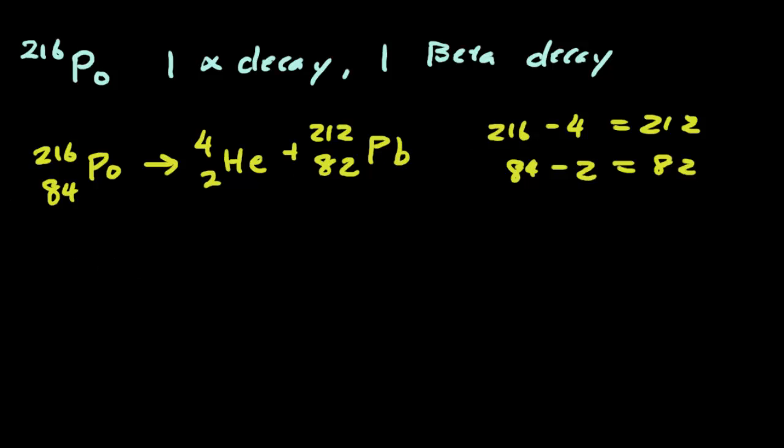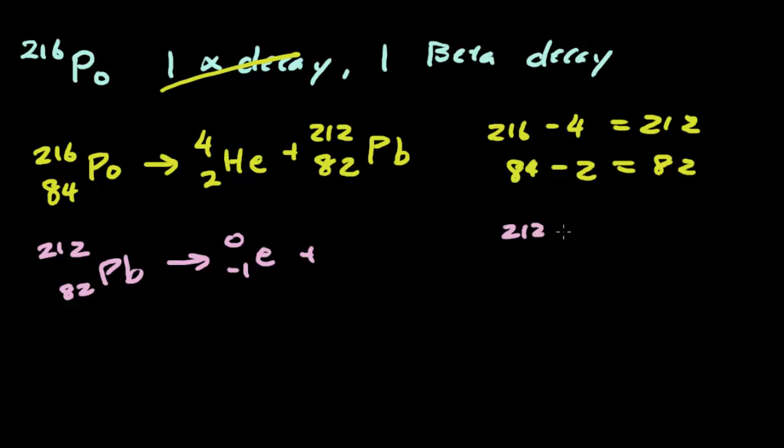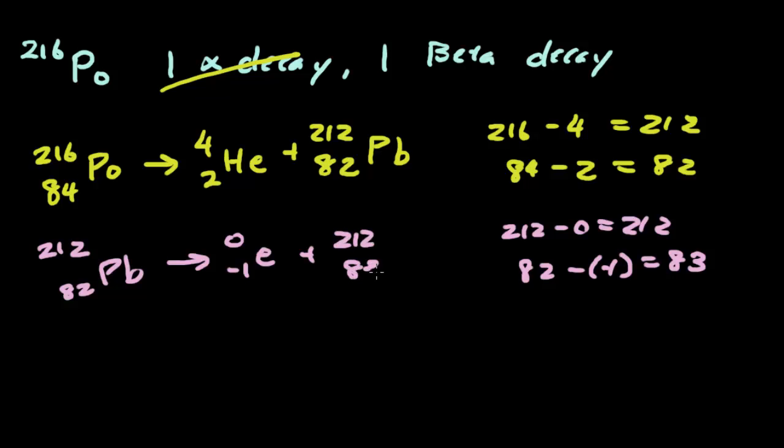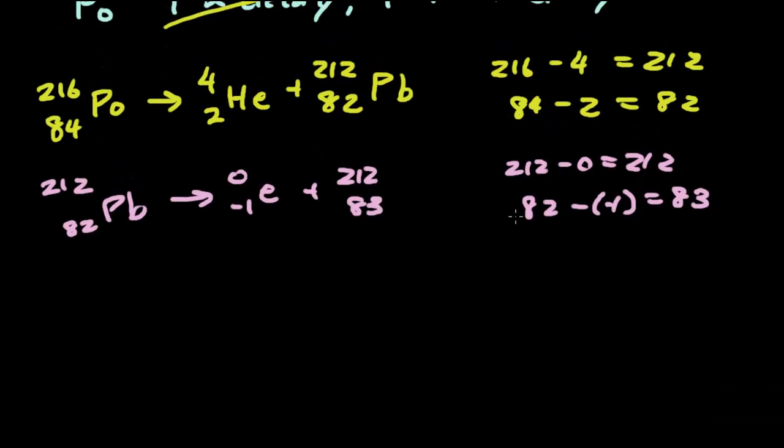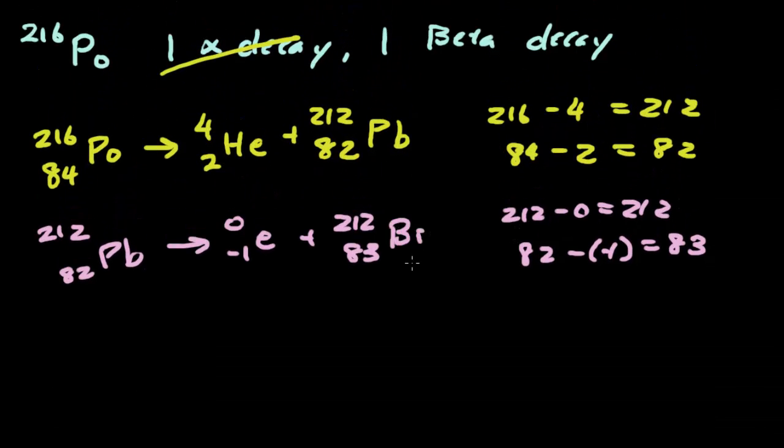And then we have one more decay. So we're done with alpha. Do one more. So we have beta decay. So we have 212, 82, Pb, and we're undergoing 1 beta decay. We do the same thing. 212 minus 0 gives us 212. 82 minus a negative 1, again, that's the tricky part, will give us 83. So we have 212 over 83. And we look down, and 83 will give us bismuth, so Bi. And we write down Bi. So this is what we produce after 1 alpha decay and 1 beta decay.